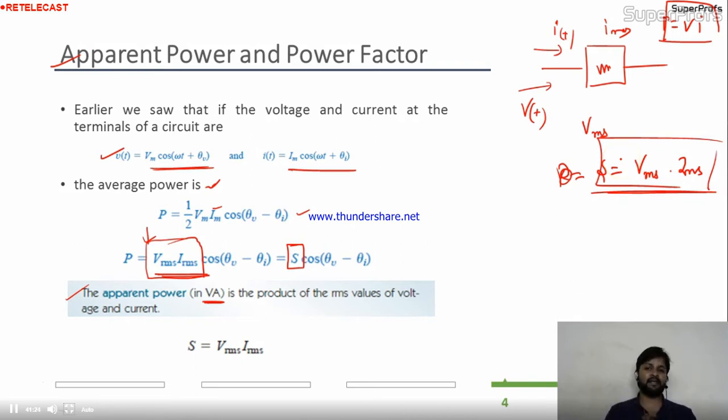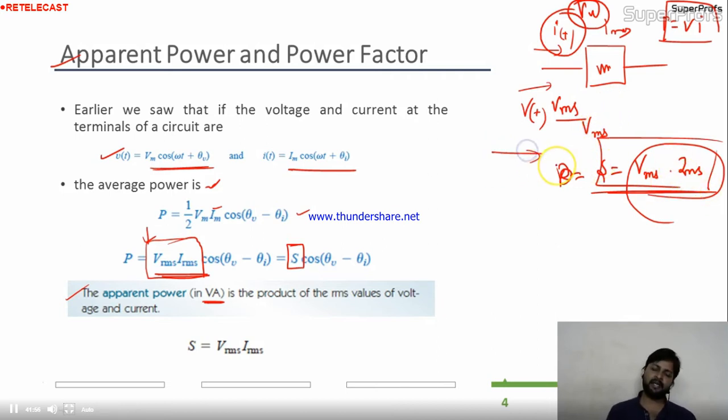This is the apparent power. This power is different from the instantaneous power. Instantaneous power is given at a particular time, because Vt and It depend on time: pt is nothing but Vt into It. But this is the fundamental constant quantity, Vrms into Irms. For any circuit, Vrms is fixed, Irms is fixed, based on the current it gets. So Vrms Irms is the apparent power S. I hope this is clear to you.